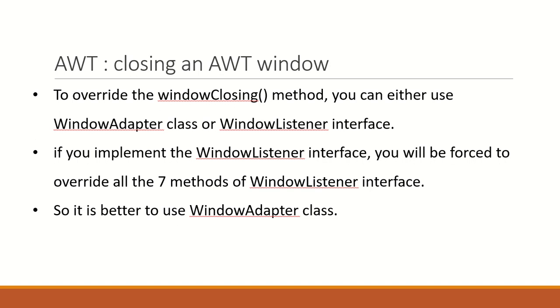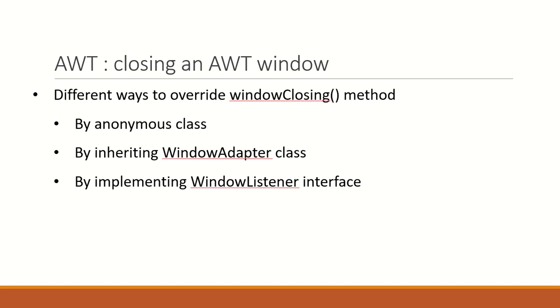Then you can have 3 methods by which you can close the window. You can use an anonymous class, which means you don't have to create your own class for closing the window. You can create an object during the method call and close the window. That is by anonymous class. Or you can inherit from the WindowAdapter class, or you can implement the WindowListener interface.